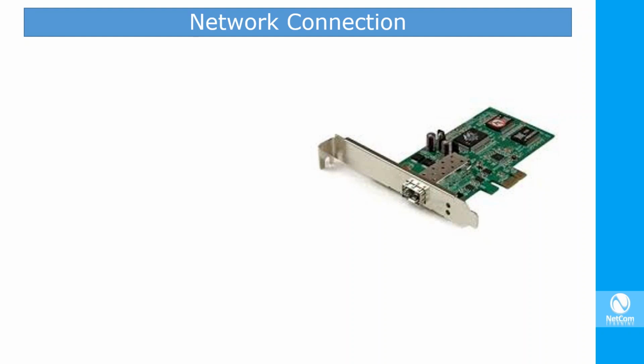For example, the photo that we are seeing right now is a fiber optic NIC, which can transfer data at the speed of light, with light pulses instead of electric pulses. Without a network connection, the server will not be able to provide services for the computers or users acquiring those services from the server.